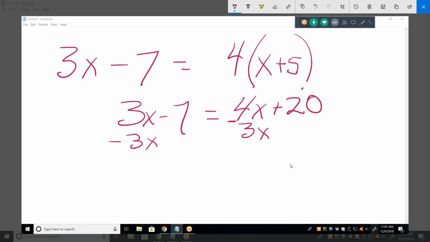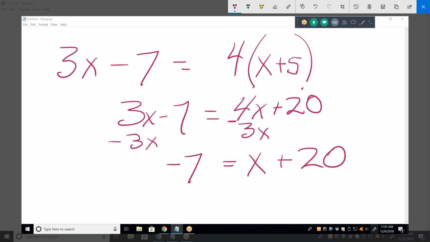Well, what's that leave on the left side? We got 3x minus 7 minus 3x. Well, 3x, that's 1, that's x. What's 3x minus 3x? 0. Okay, so what's left on that left side? -7 equals x plus 20. Equals x plus what? 20.